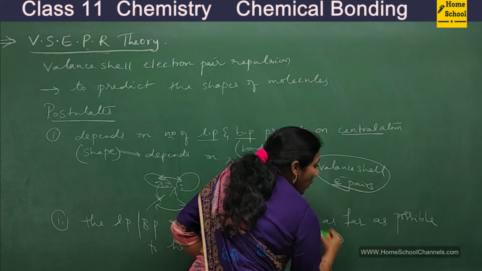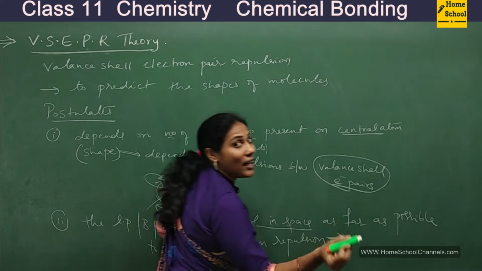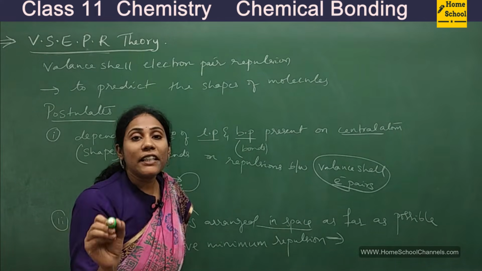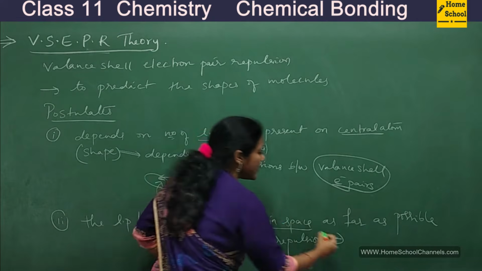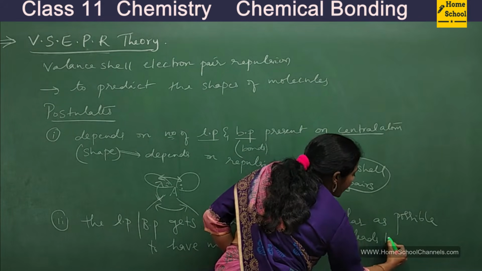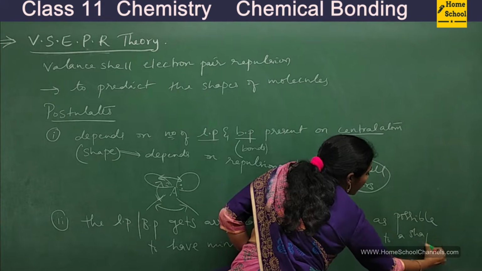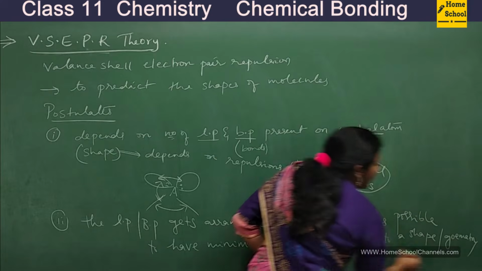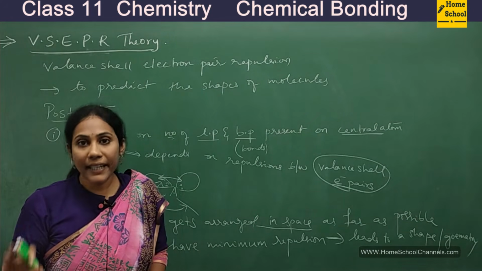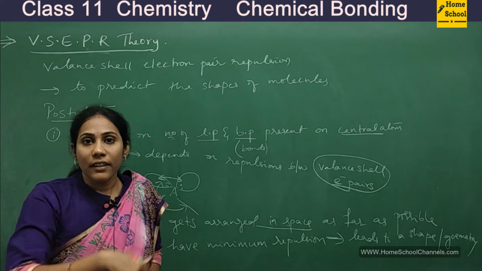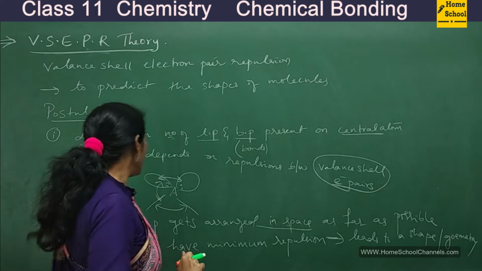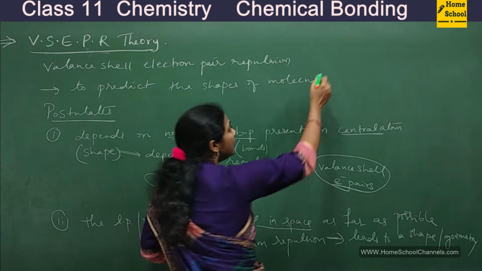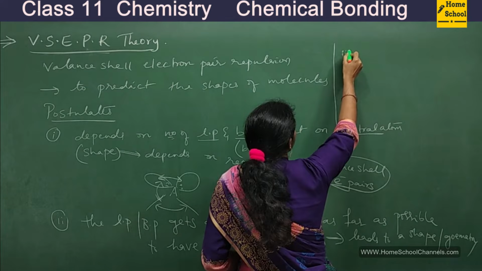that is responsible for a shape or geometry. It is because of this arrangement you can observe a particular shape for a molecule. So this is what leads to a shape or geometry. Actually, there is a small difference between the words shape and geometry. I'll tell you what the difference is in the examples. Okay, fine. So these are the two important points of VSEPR theory. Now the third point. I'm talking about the third point.